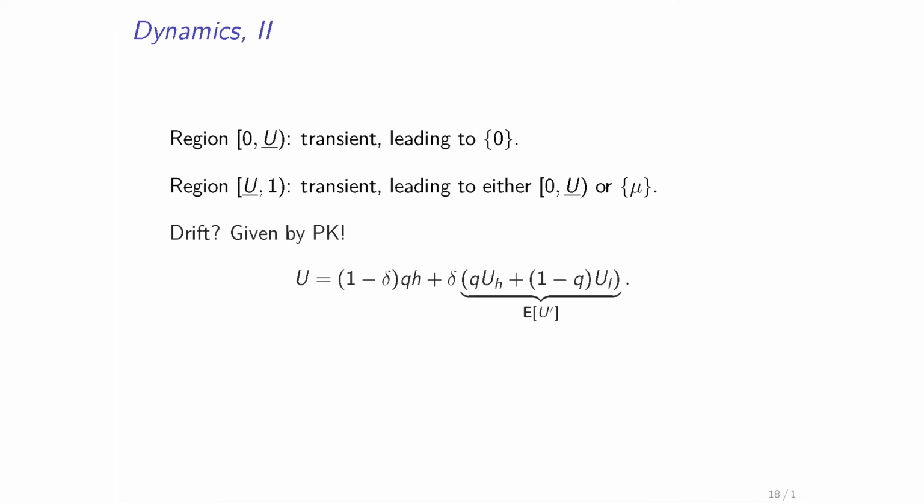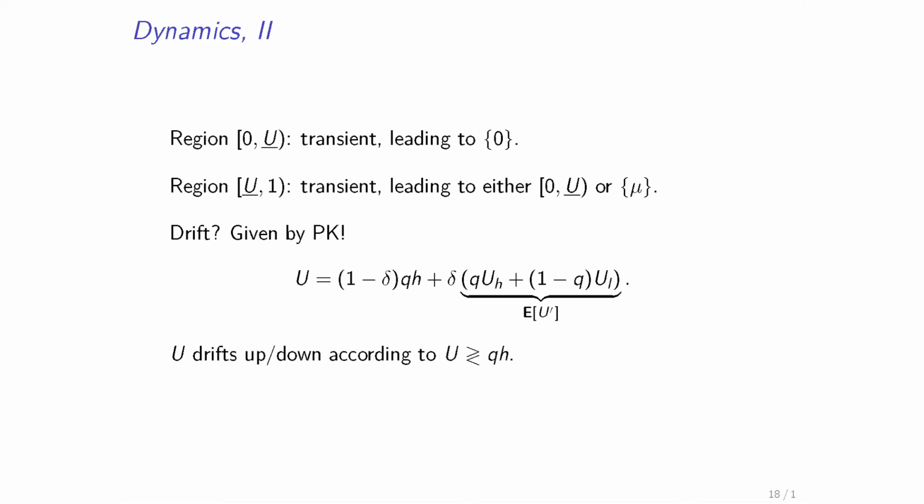The drift of the agent's promised utility follows from our promise keeping. So from promise keeping and our second best optimal policy, the flow payoff the agent will get is equal to QH. So if the promised utility is above QH, the expected promised utility from tomorrow on has to be above today's promised utility. On the other hand, if the promised utility is below QH, the expected promised utility from tomorrow on has to be below today's promised utility.